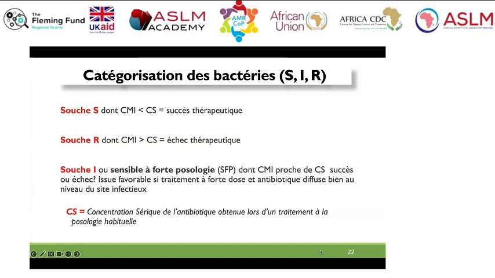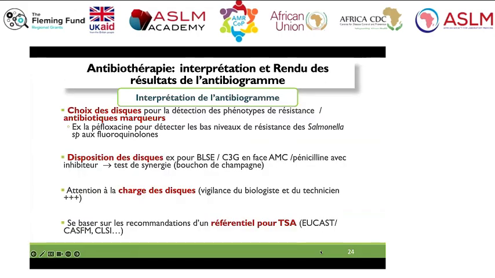So when we get the results, they are reported according to categories, according to the sensitivity of bacteria to antibiotics. For example, you have the S strain, which is sensitive, when the minimum inhibitory concentration is less than the critical concentration of the antibiotic obtained during treatment at the usual dosage. You also have the R strain, where the minimum inhibitory concentration is higher than the critical concentration. And we also have the I strain for intermediate, but now the language has changed, so we will call it, for example, the sensitive strain with high dosage.